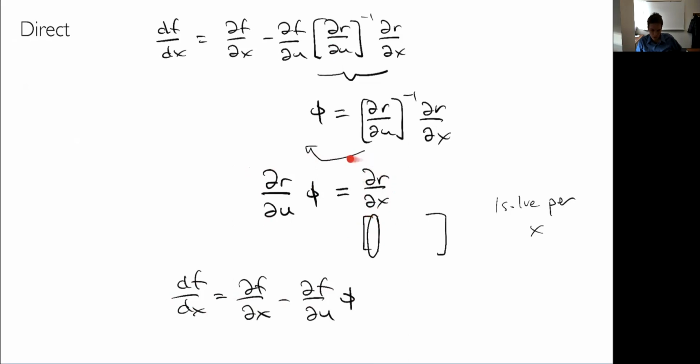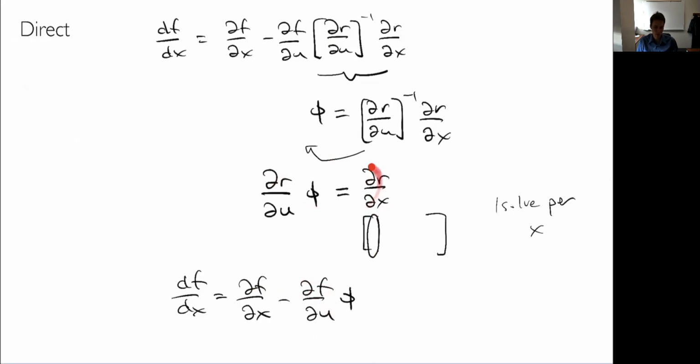Notice here that this equation has no dependence on f. I have to do it once for each x, but it doesn't matter how many f's there are. It doesn't change the cost of this expensive part at all. Once I solve this for one x, here's where the f's show up, but that's just matrix vector multiplication. So I can add more f's here, and it costs me very little. Compared to this expensive part, it's basically free.